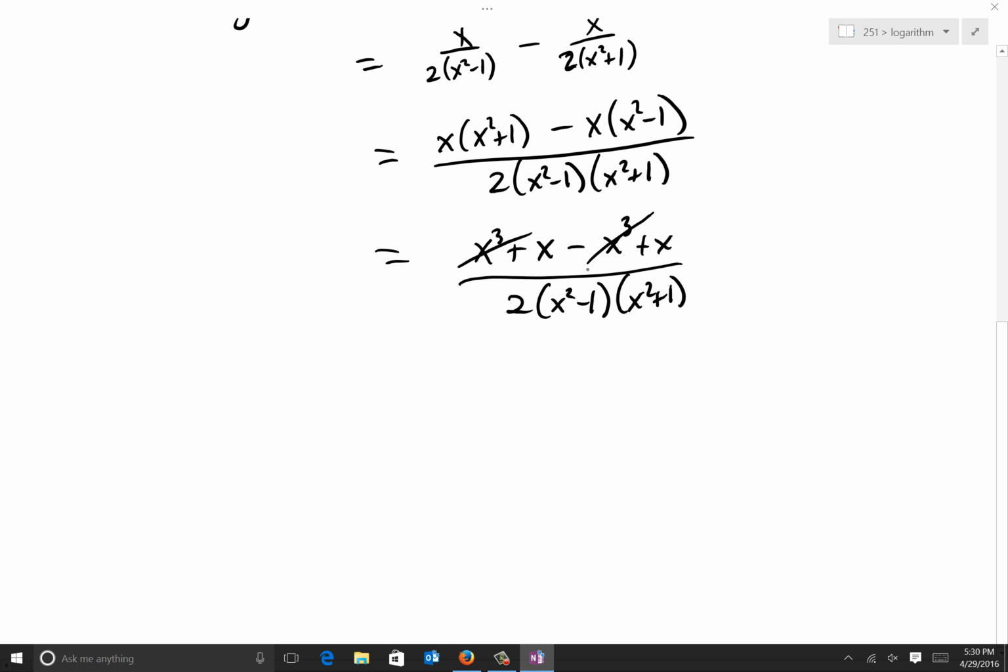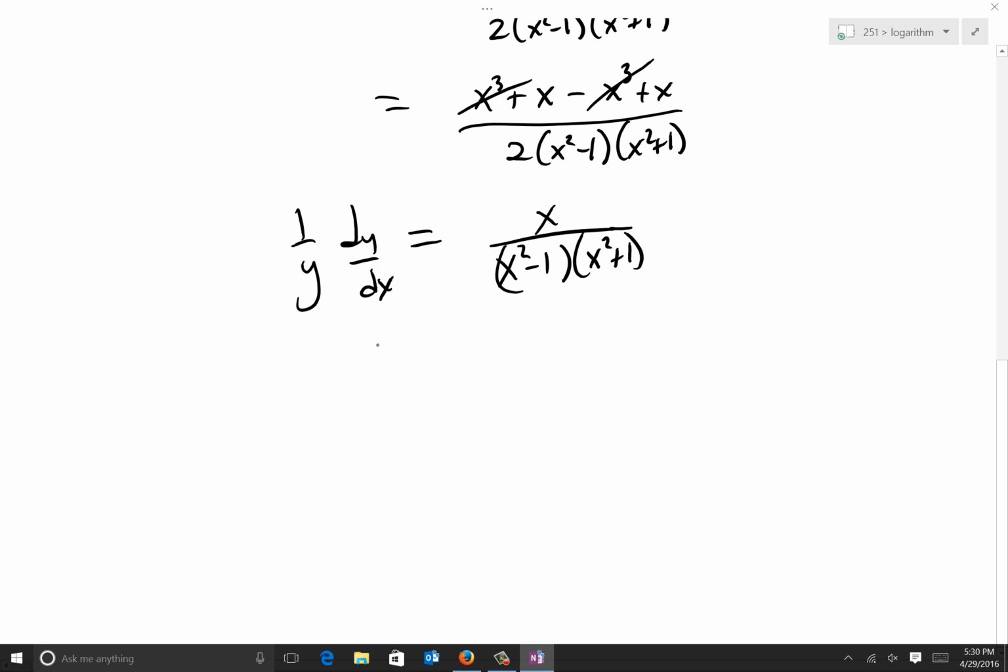And the x cubes go away, and I end up with 2x, which is just going to be an x on top, and this business on the bottom then, because the 2 would cancel out, is equal to 1 over y dy dx. Well, I want to know what dy dx is, so what do I multiply both sides by? y.